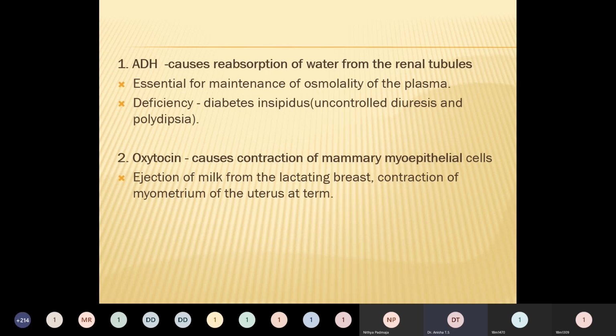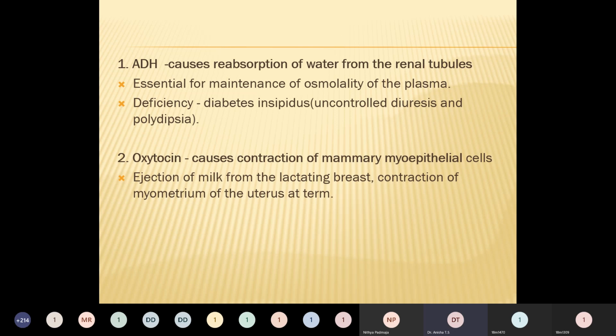So what does ADH do? It causes reabsorption of water from the renal tubules. So it is very important for maintenance of the osmolality of the plasma. All of you know that our blood is made up of the formed elements, the thick part, and the watery part called plasma. There should be maintenance of osmolality in plasma, and antidiuretic hormone helps in this. ADH deficiency causes a condition called diabetes insipidus, where there's uncontrolled diuresis, meaning they produce large amounts of diluted urine. Polydipsia, that is feeling really thirsty, they keep drinking water and keep producing large amounts of very diluted urine.